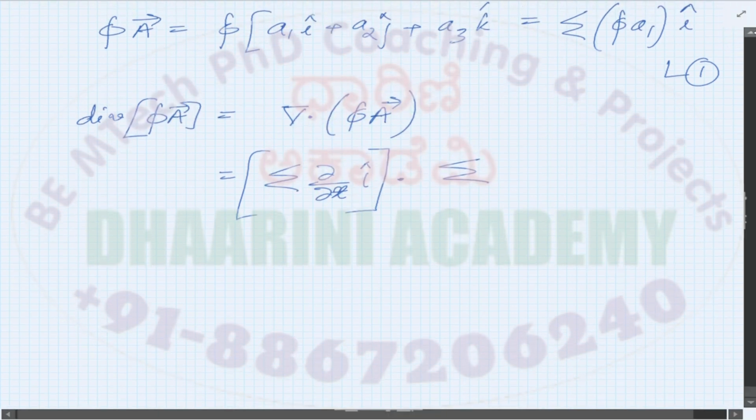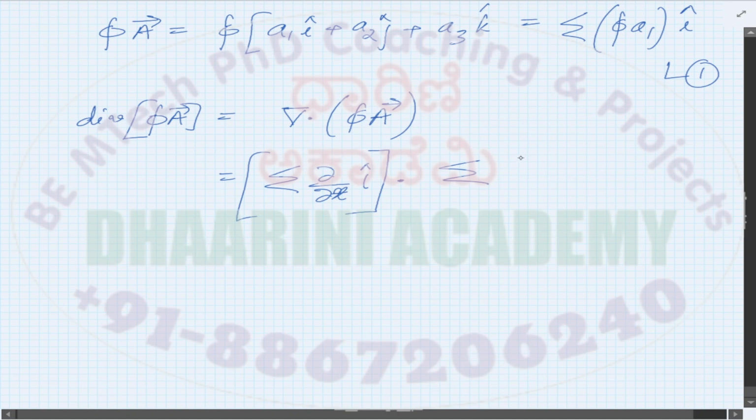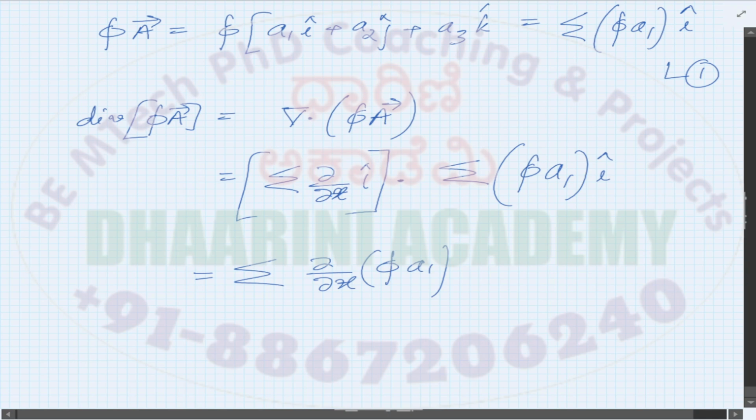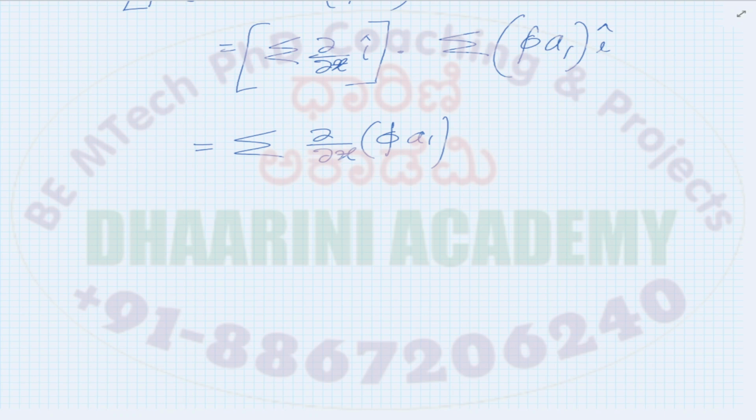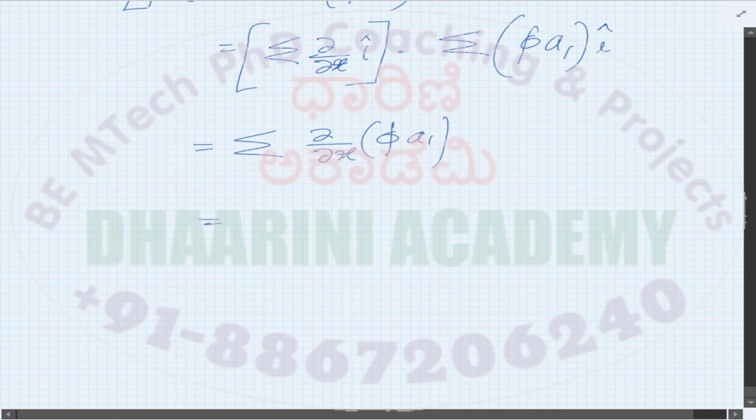Just observe, from equation 1, the phi A is nothing but summation of phi A1 into I cap. Okay, so I cap terms can be multiplied. So instead of writing two summations, I'll write a single summation. This is equal to summation, right? This is dou by dou x of phi A1. Dou by dou x of phi into A1.